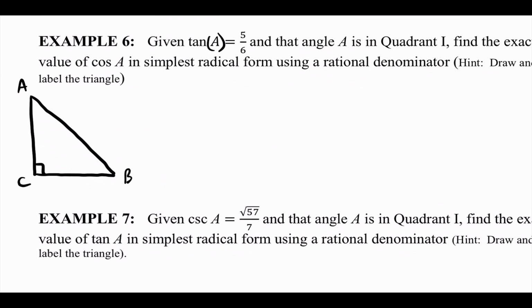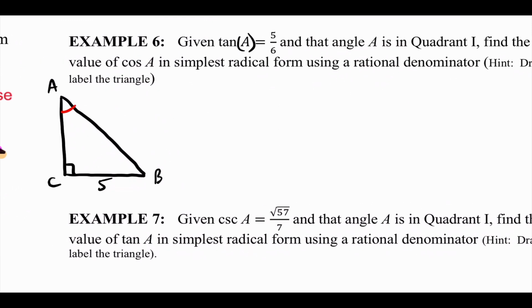So they said tangent of A is 5/6. Well, how do we find tangent? What divided by what? Opposite over adjacent, right? So opposite is on top. 5's on top, so 5's going to go opposite. Adjacent is this side over here. I don't know what the hypotenuse is.